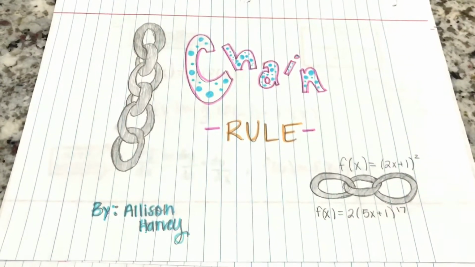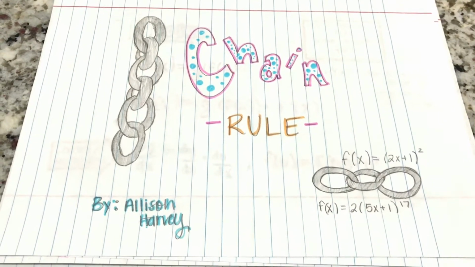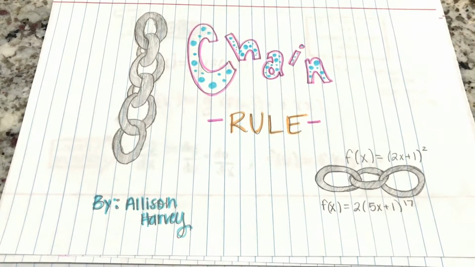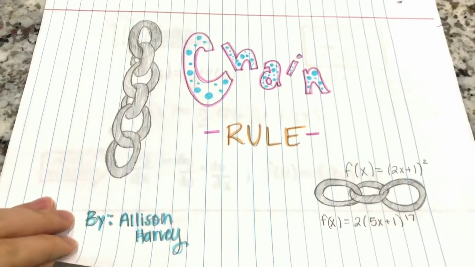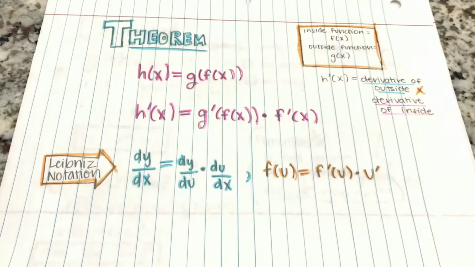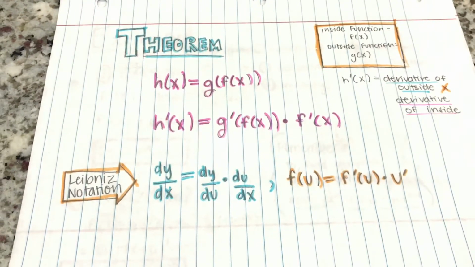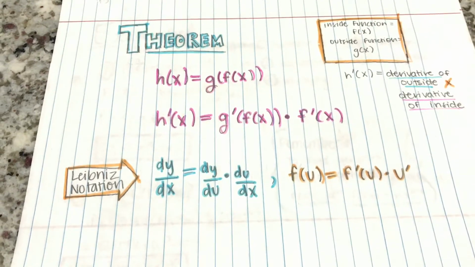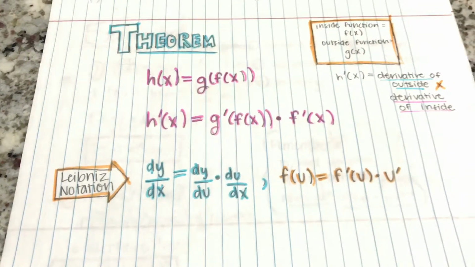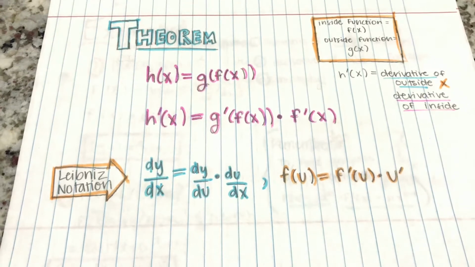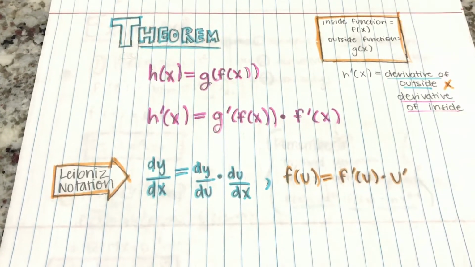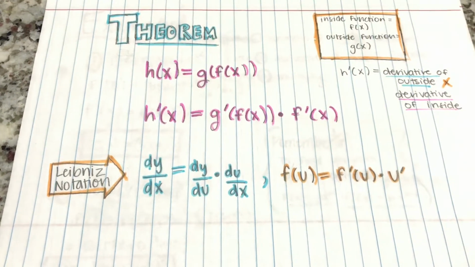Hello, my name is Allison Harvey, and this video is going to be focusing on how to use the chain rule when finding derivatives. Starting out with the theorem, the chain rule states that if we have a function h of x equal to g of f of x, which is a composite function, then h prime of x is going to equal g prime of f of x times f prime of x.